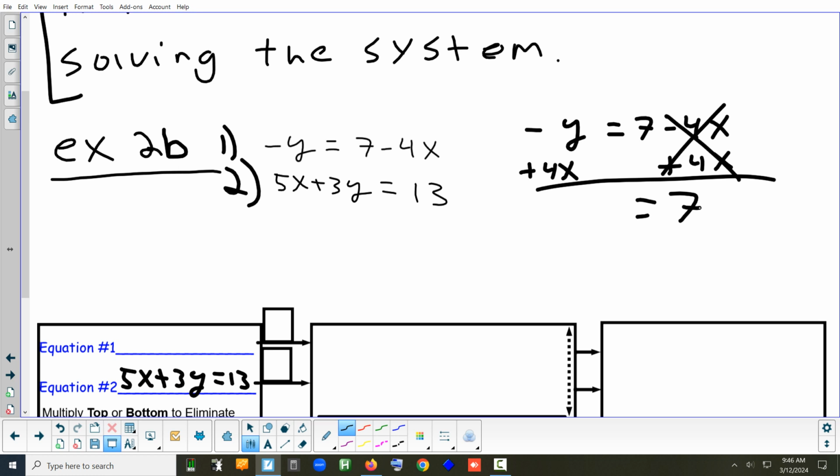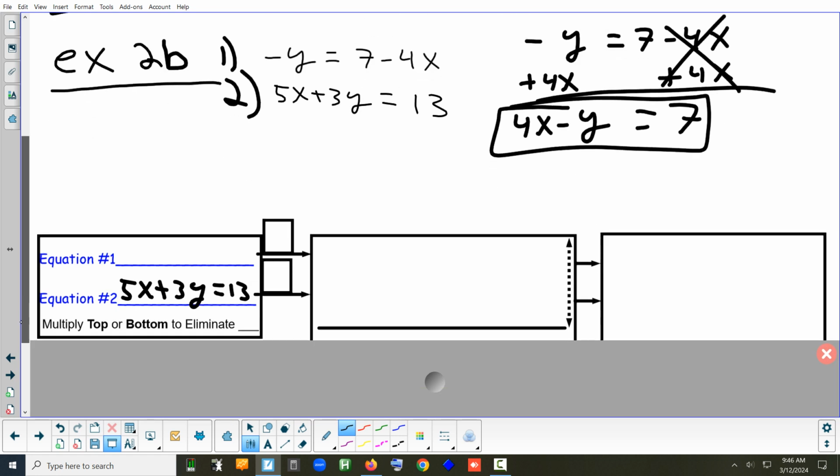4x minus y. Yes. You have a positive 4x and you have a negative y, but you need to put it, think of it as alphabetical order. X comes before y. Now, is that in the right order? Yes. Now we can start solving the problem.